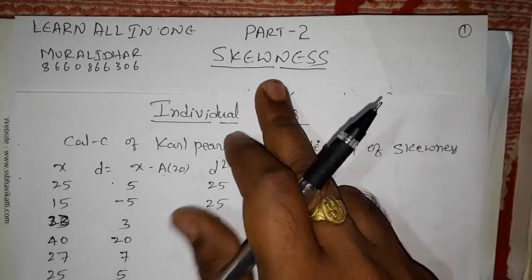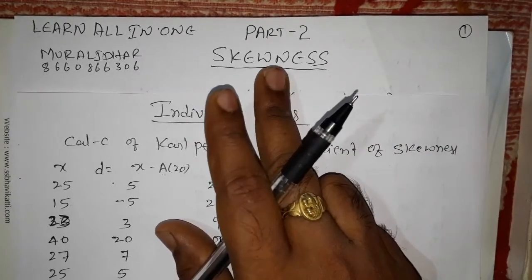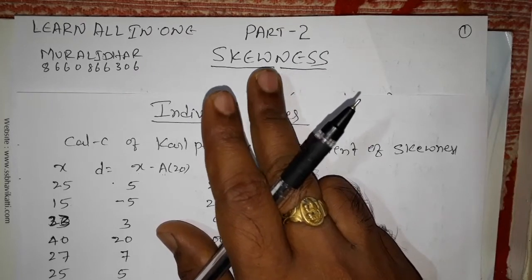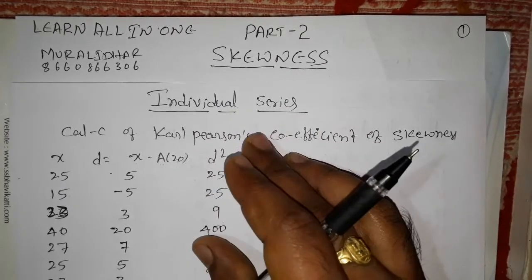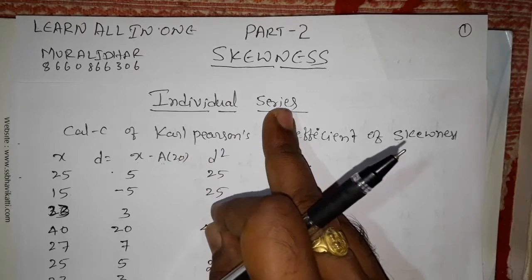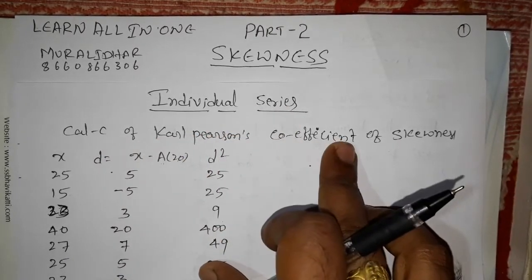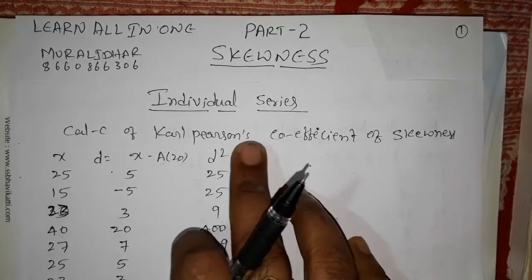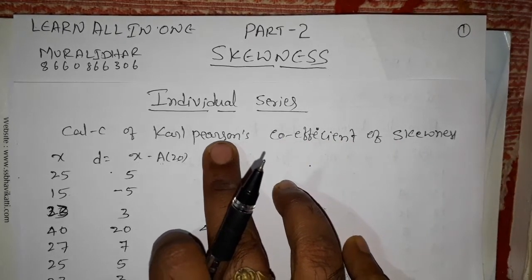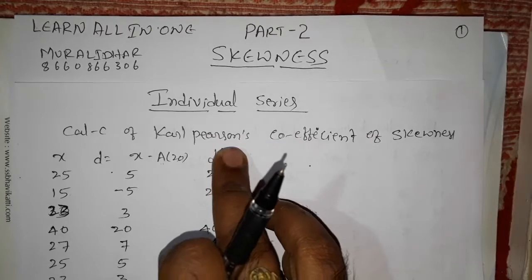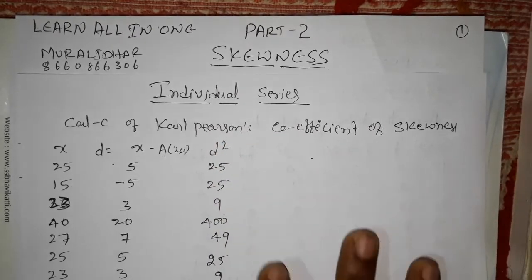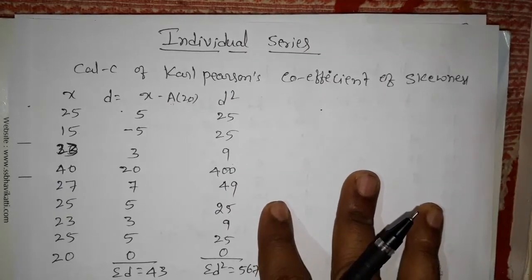Today we are discussing skewness part 2, that is the practical part. So we will start from the individual series. The problem is: calculate Karl Pearson's coefficient of skewness. We may call it shortly KPCS, Karl Pearson's coefficient of skewness.